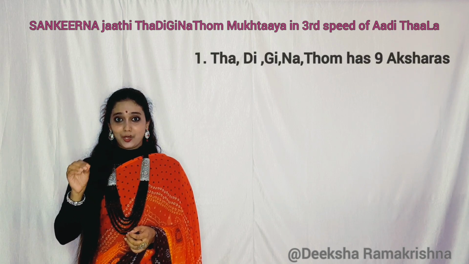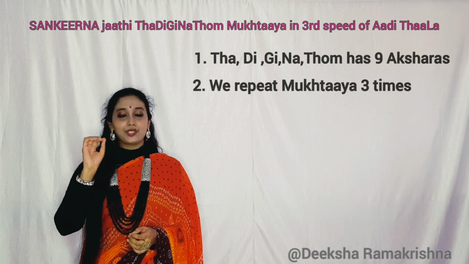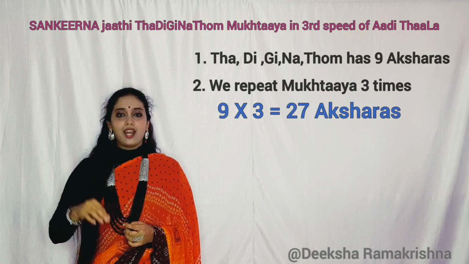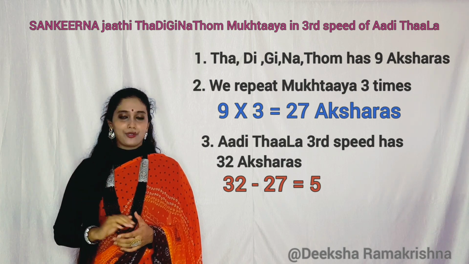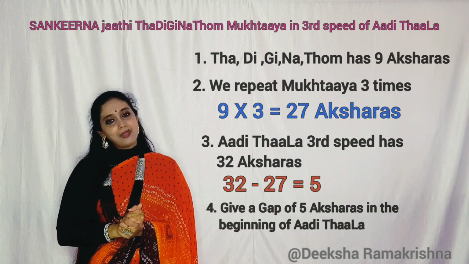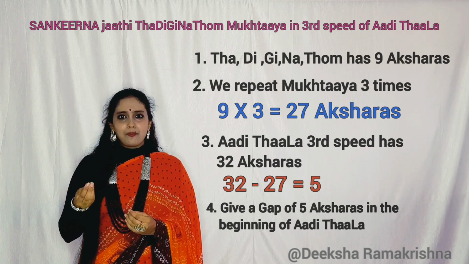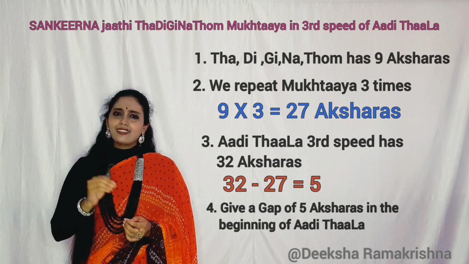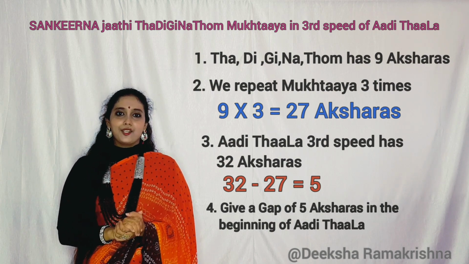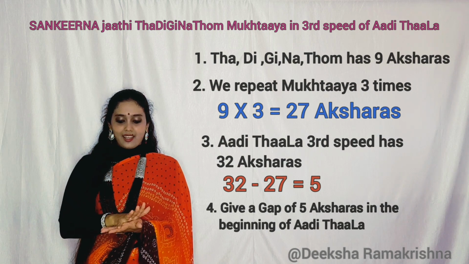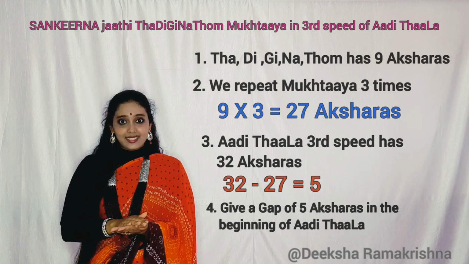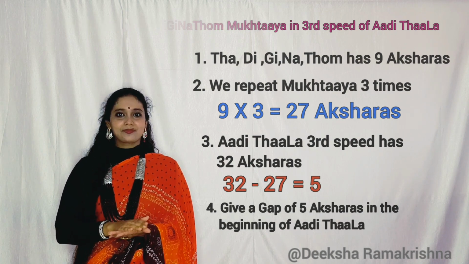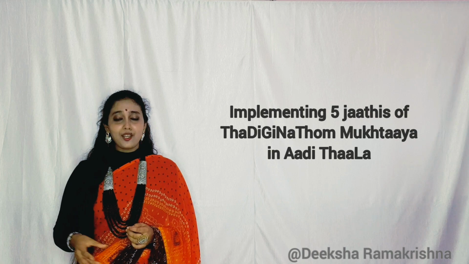Lastly, Thadiginathom in Sankirna Jaathi. So Sankirna Jaathi Thadiginathom is Thadiginathom. It is 9 into 3, 27, and Aadi ThaaLa third speed is 32 aksharas. So 32 minus 27 will give us 5 counts. So we have to give gap of 5 counts in the beginning of the tala. That is, you can either say takadimita, or instead of that we can say takatakita also. It's takatakita is 5, right? So takatakita, Thadiginathom, Thadiginathom, Thadiginathom, ta.